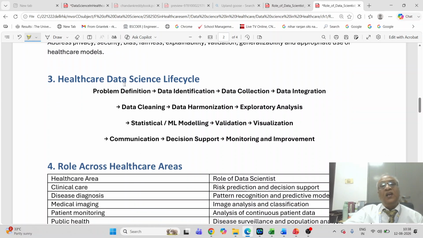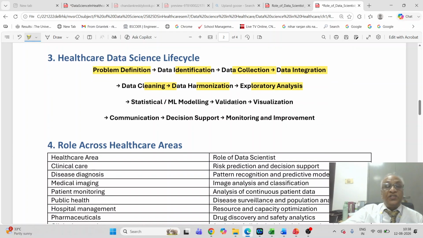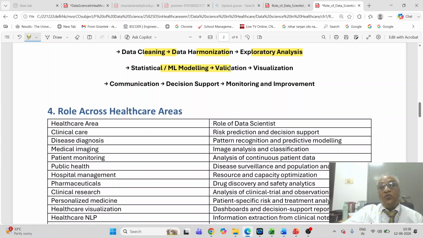A typical healthcare data science life cycle can be: first, you need to identify the problem. You need to identify the data, then collect the data, integrate the data, clean the data, harmonize the data, do exploratory analysis, apply ML models, do validation, visualization, communicate, decision support, monitoring and improvement.